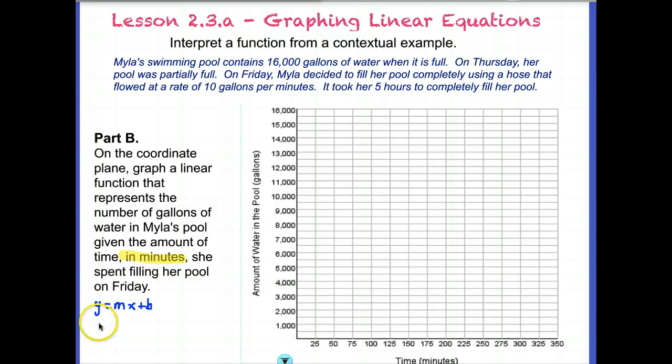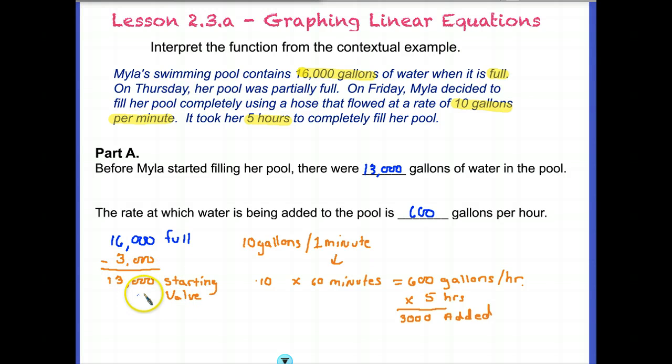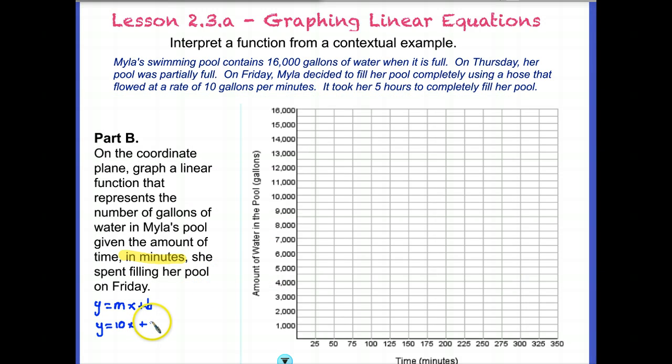So coming back over here, we know m. So y is equal to 10 gallons per minute. And x represents minutes. You can see that label down here on the x-axis, the time in minutes. Now we need to figure out our starting amount for our y-intercept. Our y-intercept is the amount of water in the pool. So b always represents the starting amount. If we go back, remember, we calculated the starting amount of gallons as 13,000. So over here, we would write 13,000 gallons as our starting value.